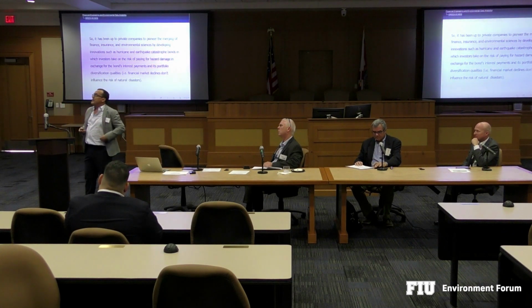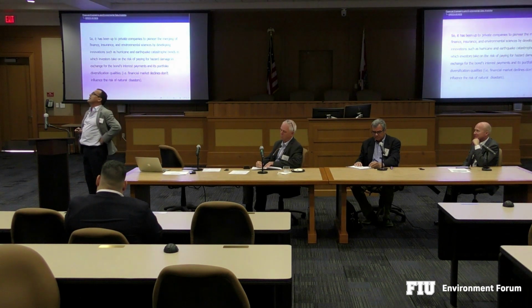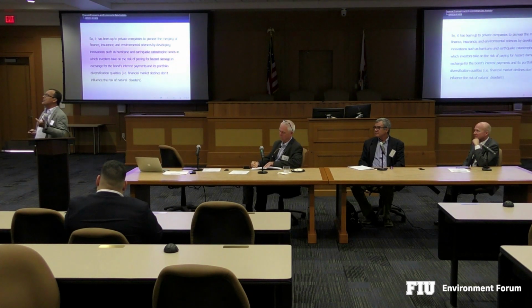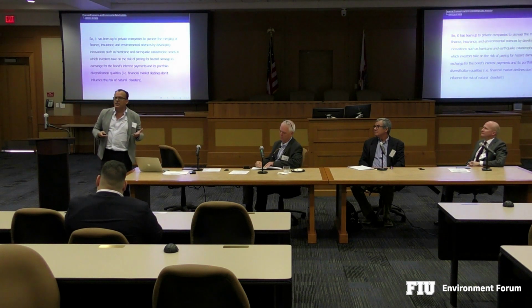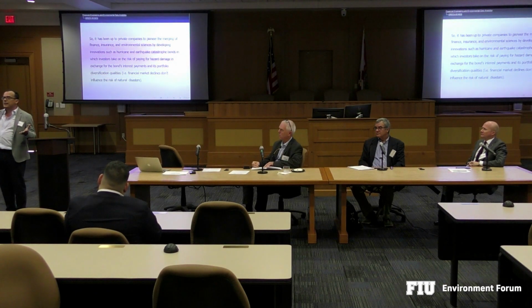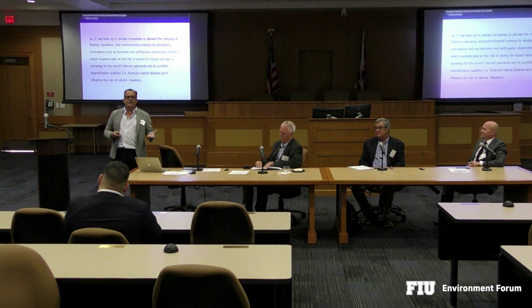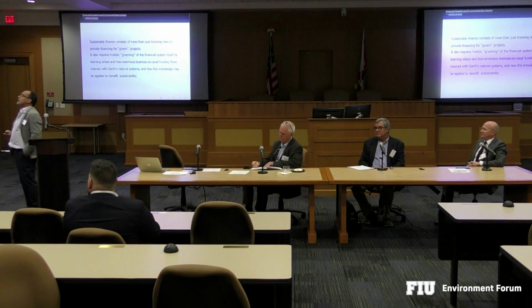So it has been up to private companies to pioneer the merging of finance, insurance, and environmental sciences by developing innovations such as hurricane and earthquake catastrophe bonds, in which investors take on the risk of paying for hazard damage in exchange for the bond's interest payments and its portfolio diversification qualities. Basically, a catastrophe bond is a bond that you buy, and if a catastrophe event happens, the buyer doesn't get the principal back or only a portion of that principal. If it doesn't happen, that's when they get a big return on their investment. And we will talk a little bit about those later.